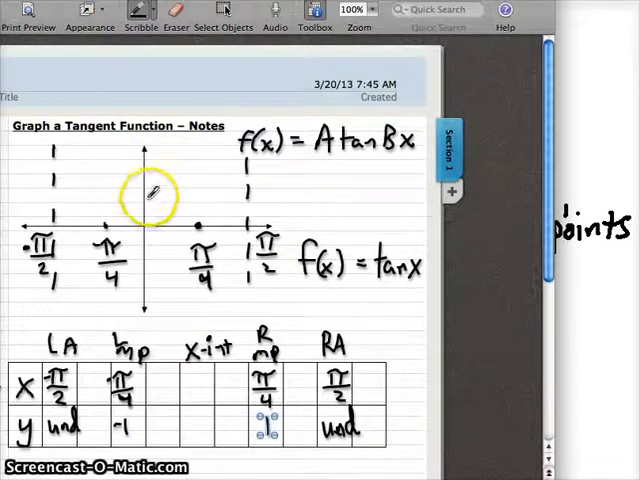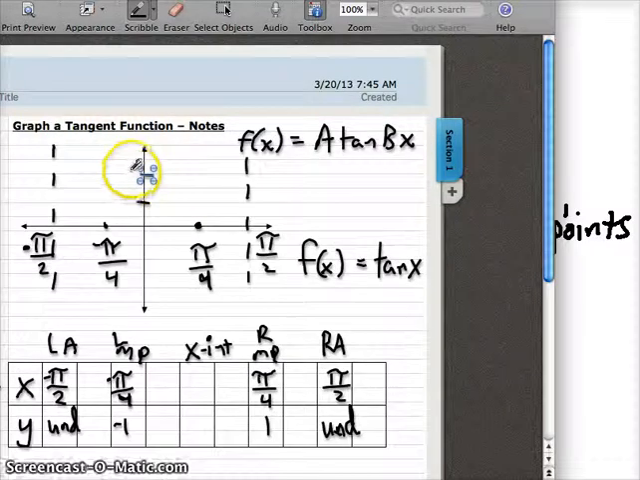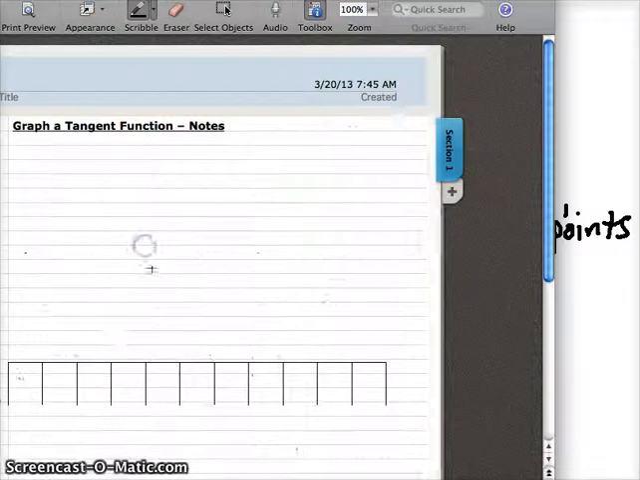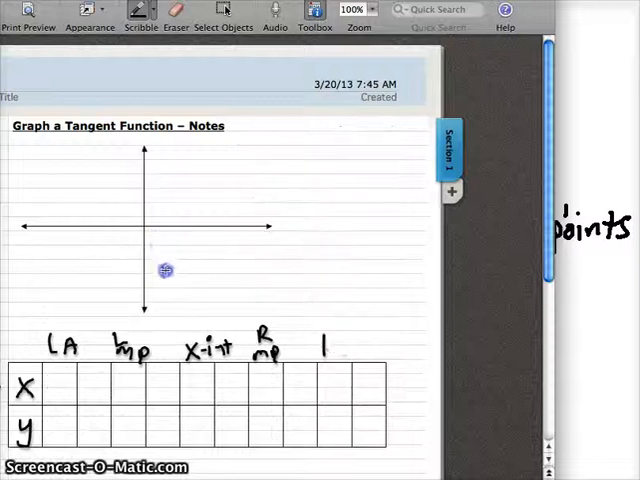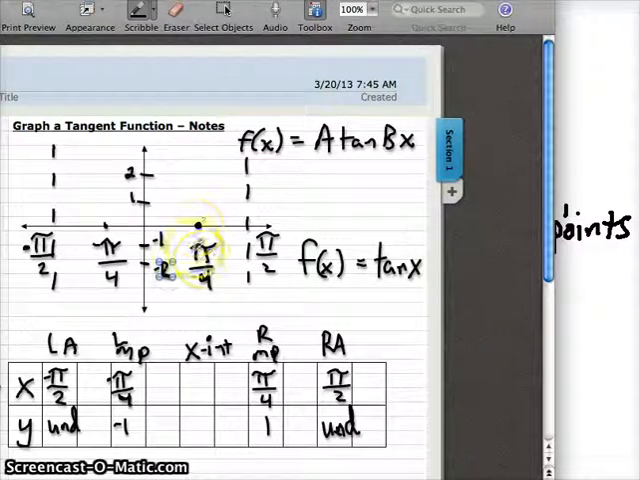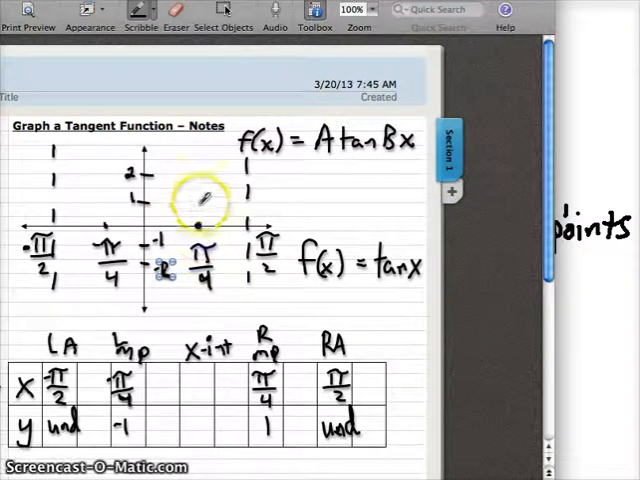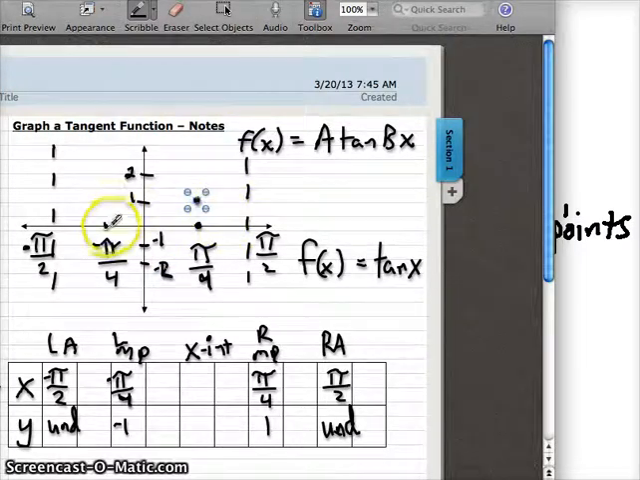So if I draw some values here, let's say that this is 2 and this is 1. It's negative 1 and negative 2. I can plot my midpoints now. My x value is pi over 4. Y value is 1, so here's my midpoint in my graph. Down here, right here, would be the other midpoint, negative pi over 4, then negative 1. And so now I can kind of draw my graph.